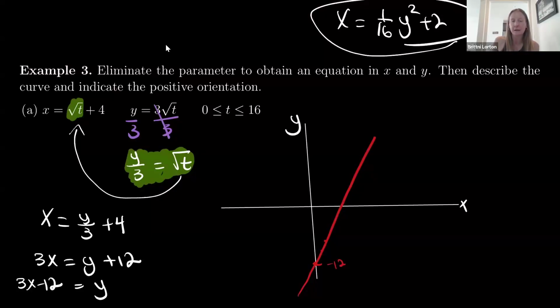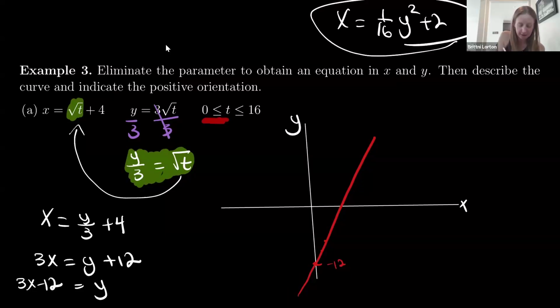And then you have to pause and think about what it is that we're missing. We haven't yet considered the domain of my parameter. So in this example, t only goes from 0 to 16. So this is not going to be an infinite line. It's going to have to cut off somewhere. But where? Well, it starts off when time is 0. That is not the same thing as x equals 0.